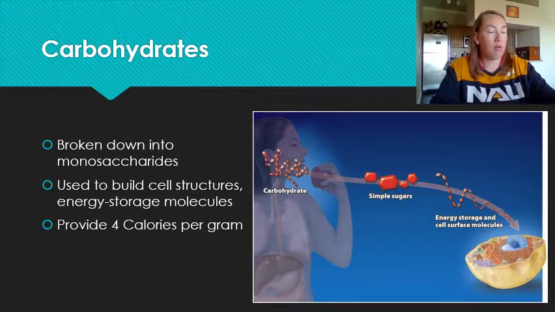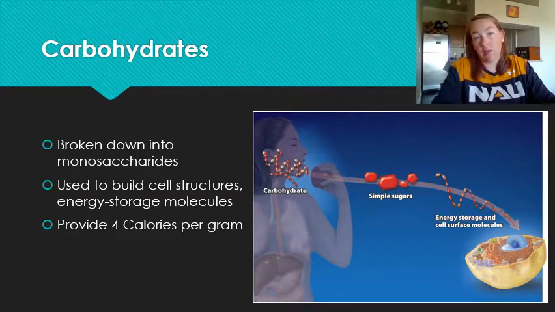First, we've got carbs. Carbohydrates are important both structurally as well as energetically. Carbs form cell structures such as the cell surface markers that I talked about in Chapter 3, Lecture 3.1. Also, they form a part of your nucleotides in your DNA. And plants have cell walls made of cellulose, which is a carbohydrate.